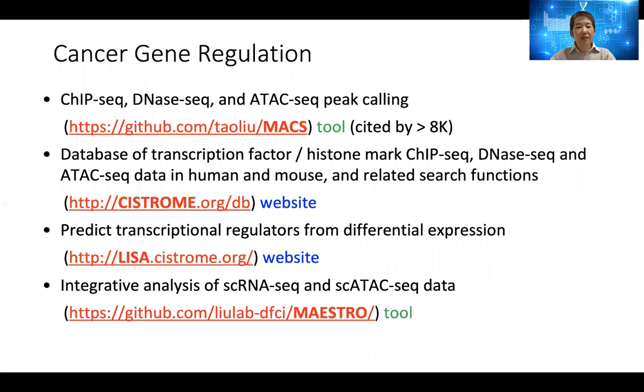Over the years, we have developed many open source computational resources to help study cancer gene regulation. These include MACS, for ChIP-seq or chromatin accessibility profile peak calling. Cistrome, which is a database of transcription factor, histone mark ChIP-seq or chromatin accessibility profiles in human and mouse, and we also added many related search functions. We also developed LISA to predict transcriptional regulators from differential expression. MAESTRO for integrative analysis of single-cell RNA-seq and single-cell ATAC-seq data.